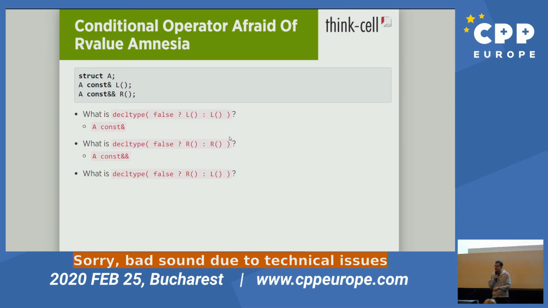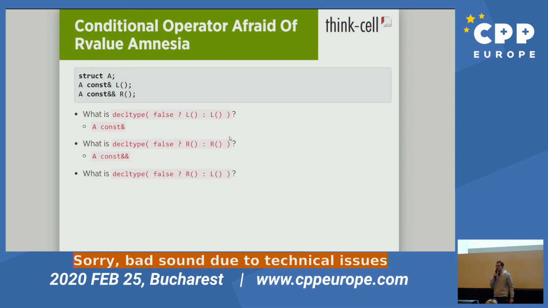Okay, so what's that common type? What's the type of that? What's the decltype of false ? R : L? What's that? Is it an L-value reference? Hands up for L-value reference. Hands up for R-value reference.